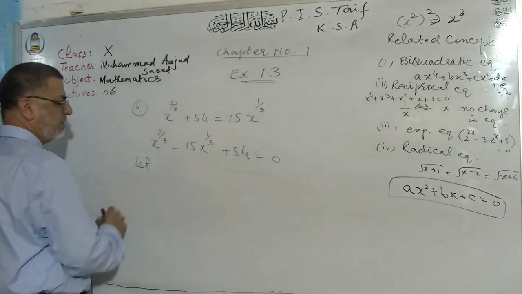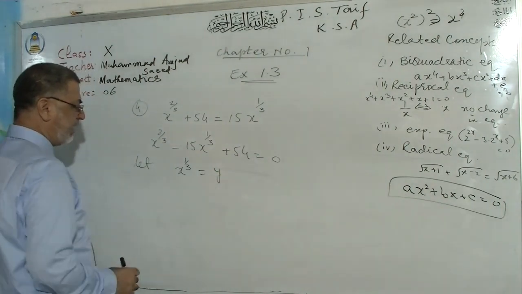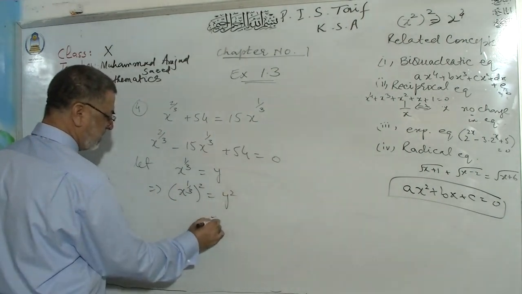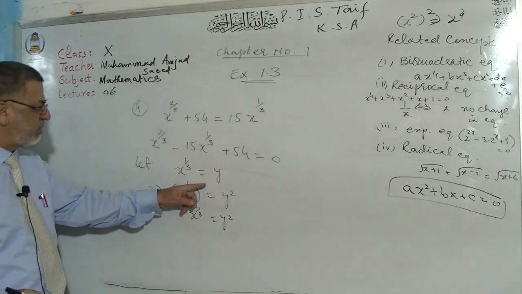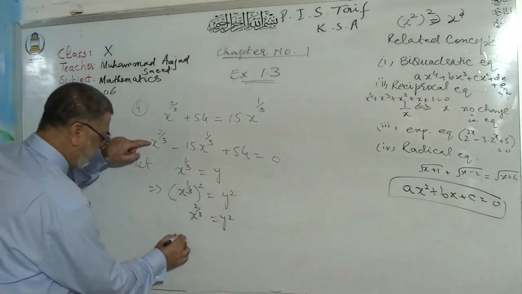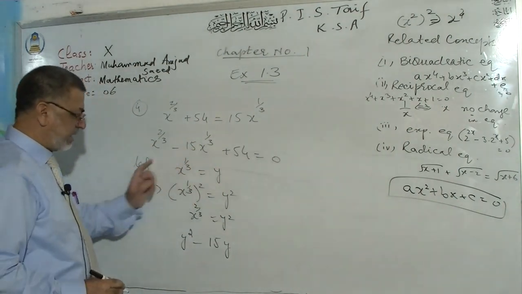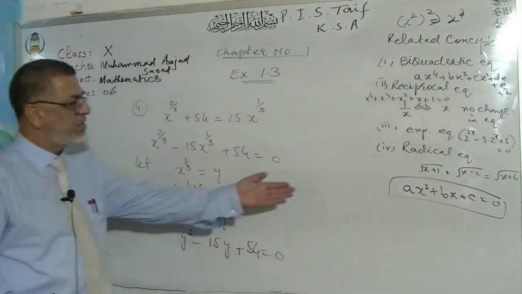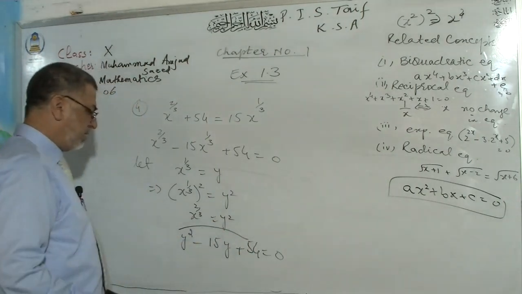Again I am selecting, let x power 1 over 3 is equal to y. And if you take square on both sides, then you will get x power 2 by 3 is equal to y square, basically 1 over 3 into 2, so they are multiplied. So instead of x power 2 over 3, we are writing y square minus 15y plus 54 is equal to 0. Now this is your standard quadratic equation. And now with the same method, you will multiply them.